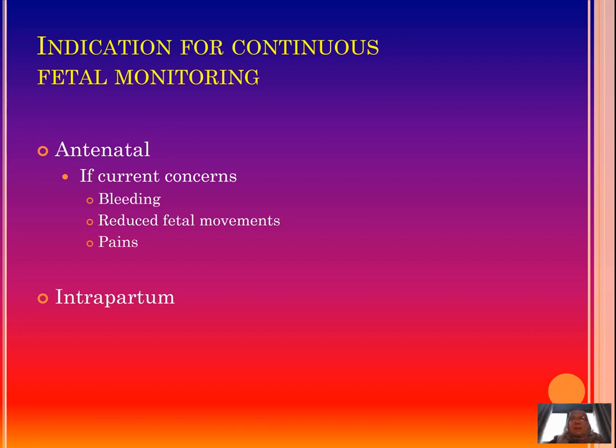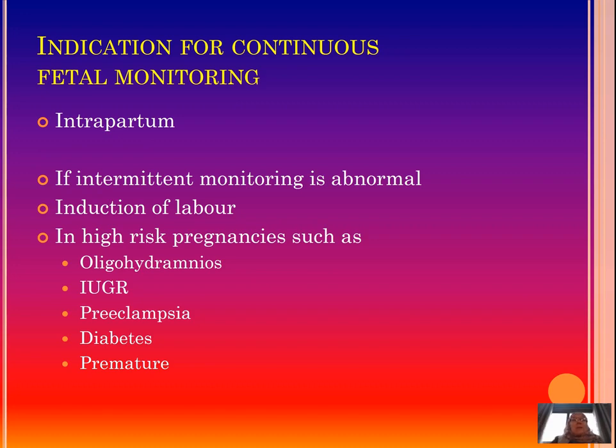Intrapartum CTGs have got a lot of use and are used very frequently. They can be used if intermittent monitoring has been abnormal, in induction of labor to monitor the baby's reaction to the contractions that are induced and also the frequency of the contractions. In high-risk pregnancies such as oligohydramnios, IUGR, preeclampsia, diabetes, prematurity, and also if there are sudden risks such as new onset of bleeding, CTGs are usually used.